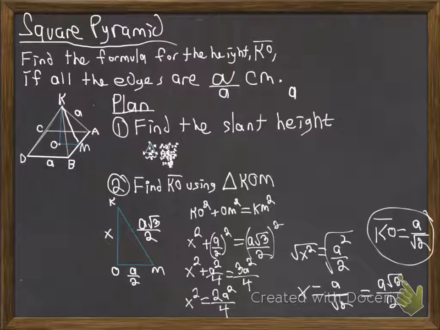Now, I would like to challenge you as well to find a different way of solving for KO. And I will give you the hint. It uses the diagonal. So from K to D, using that diagonal there, okay, let's draw it a little bit neater. So using that diagonal and using this triangle that forms, using KOA, is there a way to find KO using the diagonal and using the right triangle KOA? Good luck.